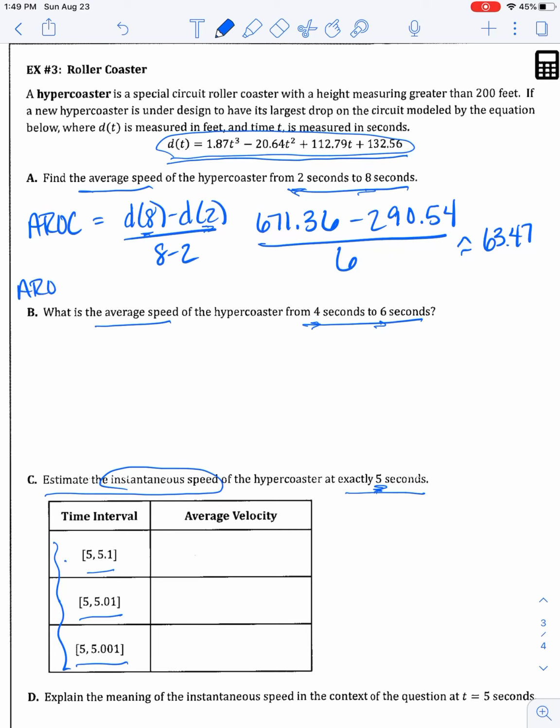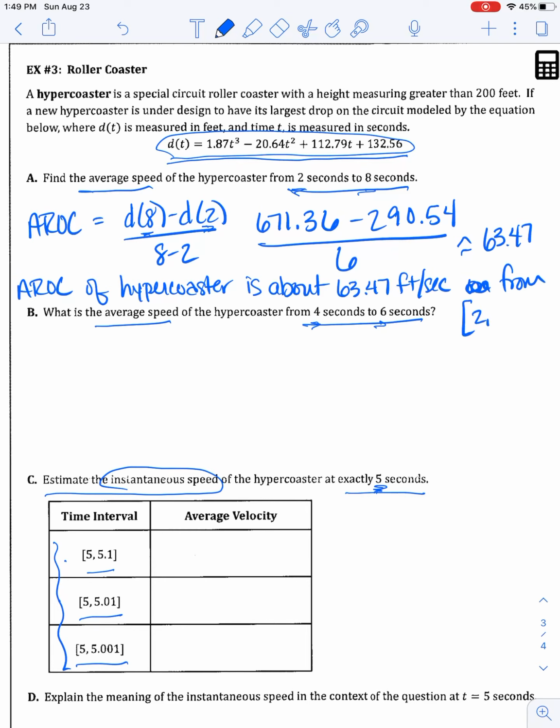So I can say that the average rate of change of the hypercoaster is about 63.47 feet per second, but not the whole time, just on this interval. Or you could say from 2 to 8 inclusive seconds.